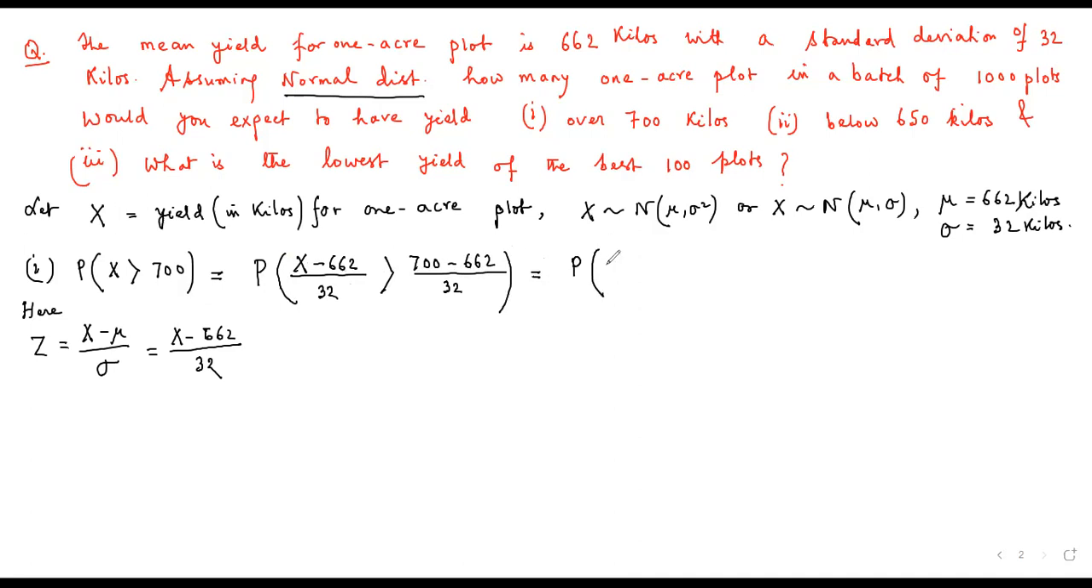And automatically the left hand side of this will become capital Z by definition, and the right hand side will become something. Let me calculate it. It will become 700 minus 662, 38, divided by 32, which is approximately 1.19. So we need to calculate this particular probability by using the normal probability chart.